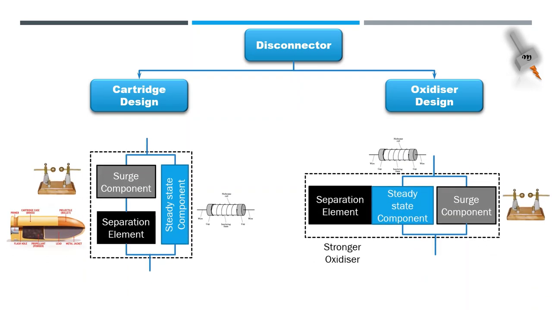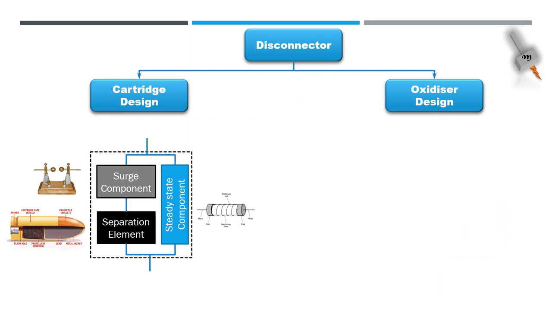Disconnectors can be categorized as cartridge design and oxidizer design based on how the disconnection operation happens. Cartridge type uses a tiny bullet for creating the explosion, and oxidizer design uses a strong oxidizing chemical which is ignited by a spark for creating explosion. These are the basic structures of a disconnector.